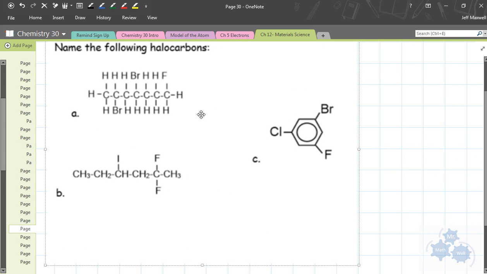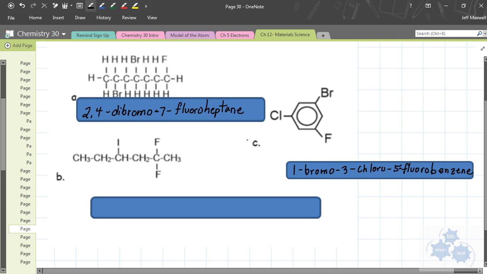So to practice our naming rules, here are three halocarbons: two alkyl halides and one aryl halide over here. Just go ahead and take a minute to name those. All right, let's go over the first two together. There are 1, 2, 3, 4, 5, 6, 7 carbons, so you know in the end it's going to be a heptane. There's the hept part.